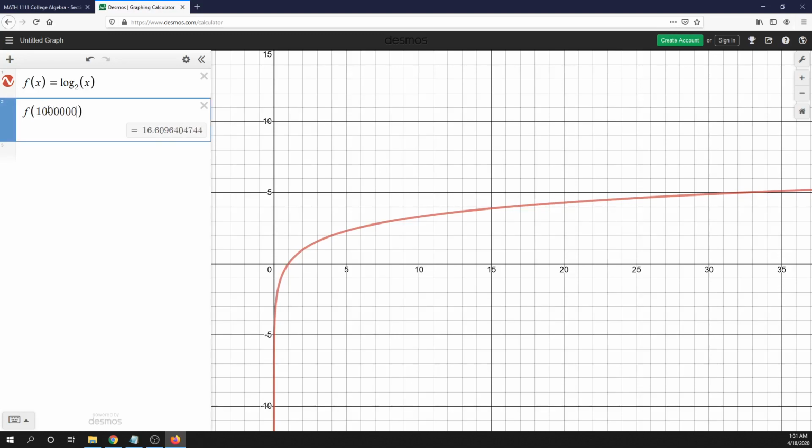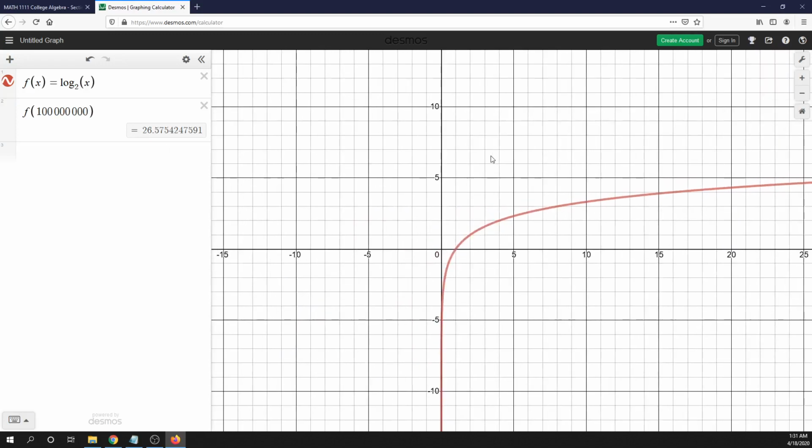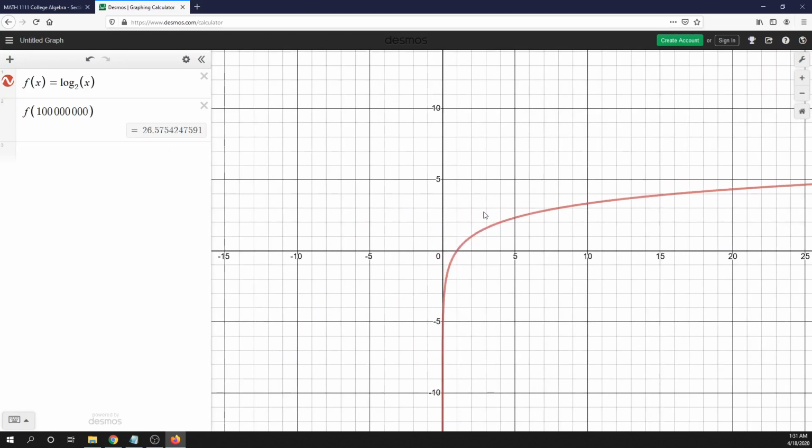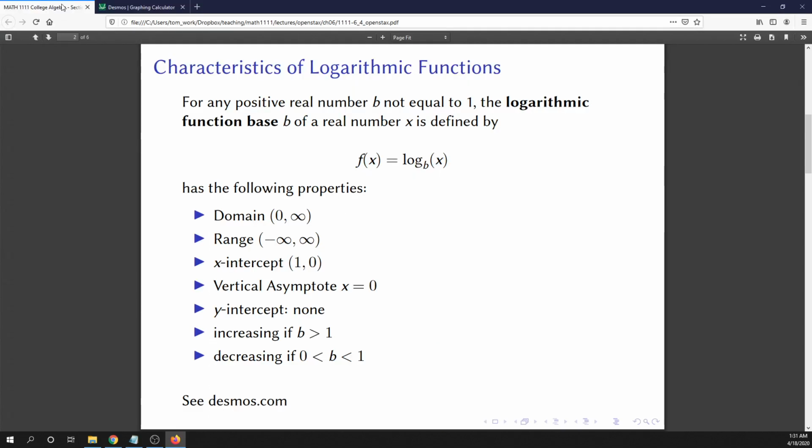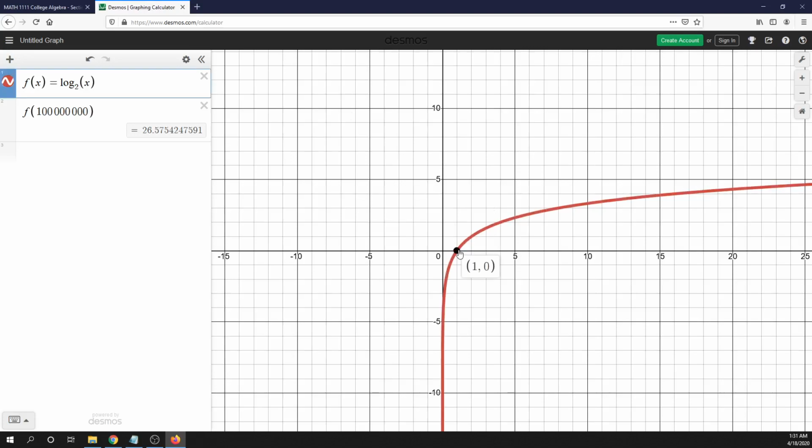So if you plug a pretty big number into this log function, you can see that the y value is only 26. So that's one of the peculiar things about the logarithmic functions. The x-intercept of any of these log functions is (1, 0). That's this point right here.